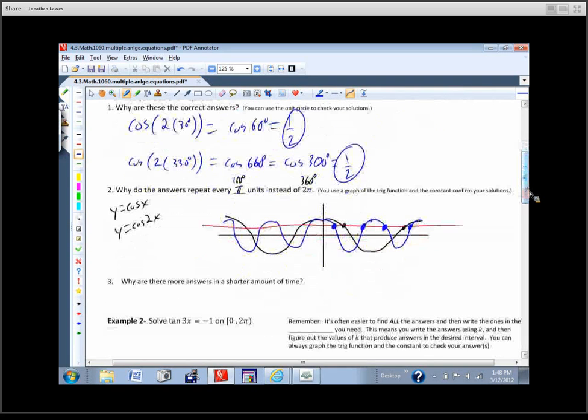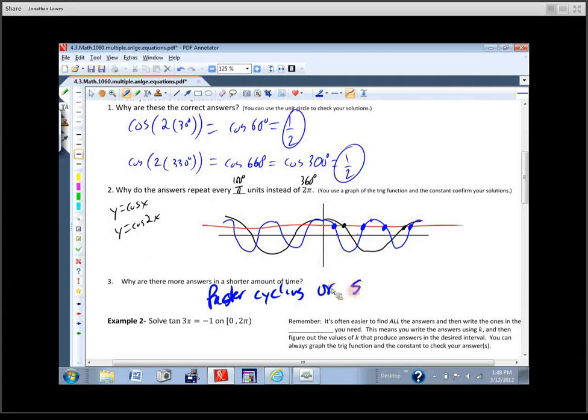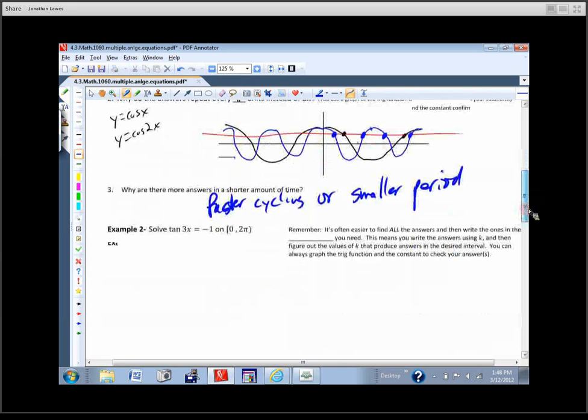Okay. Faster cycling or smaller period. It's producing answers twice as fast. The period is half the size. Okay. Any questions? You're sure? Because if you get this, the rest of this is really pretty easy. Solving these types of equations is a piece of cake. Okay. All right. Let's take a look at the next one then.